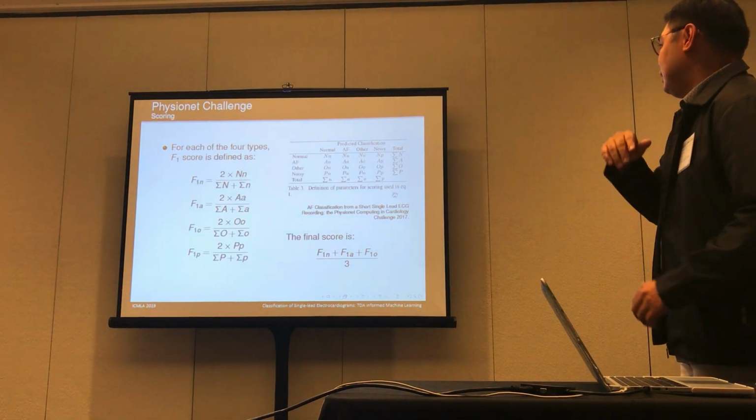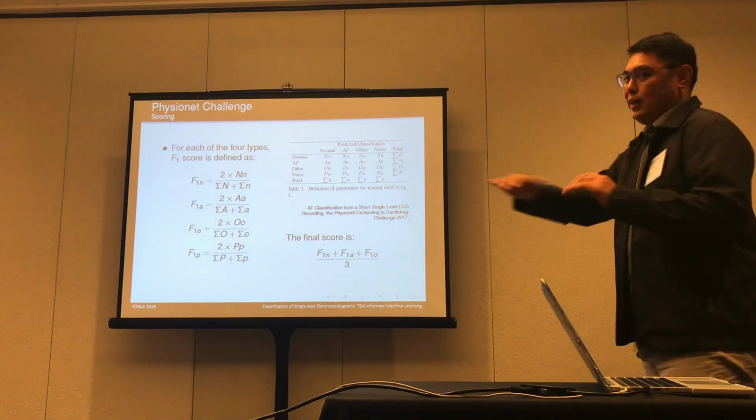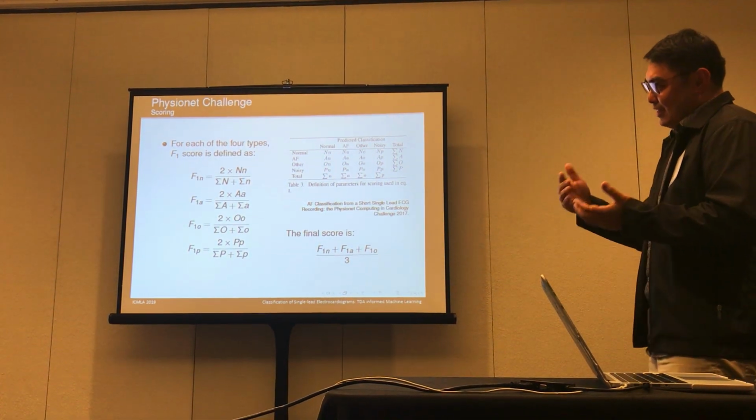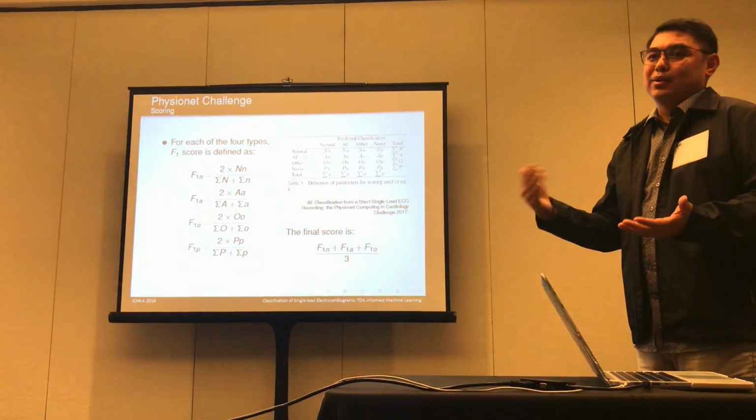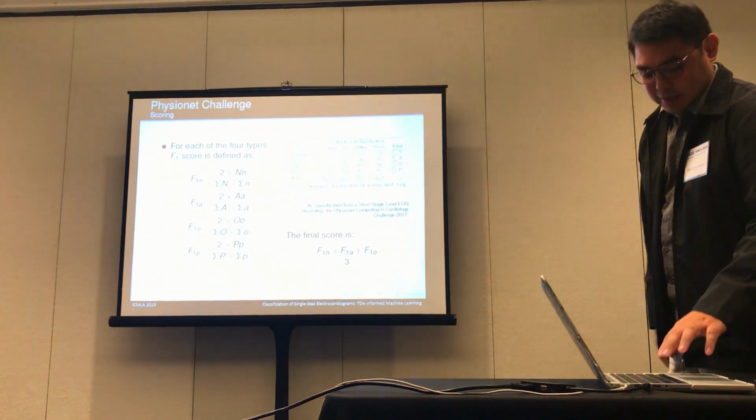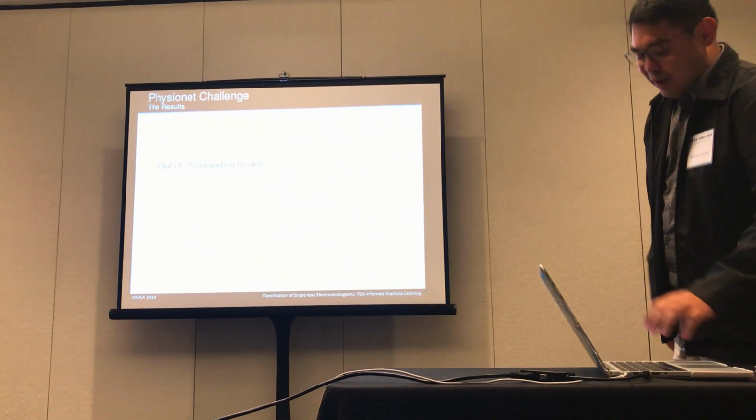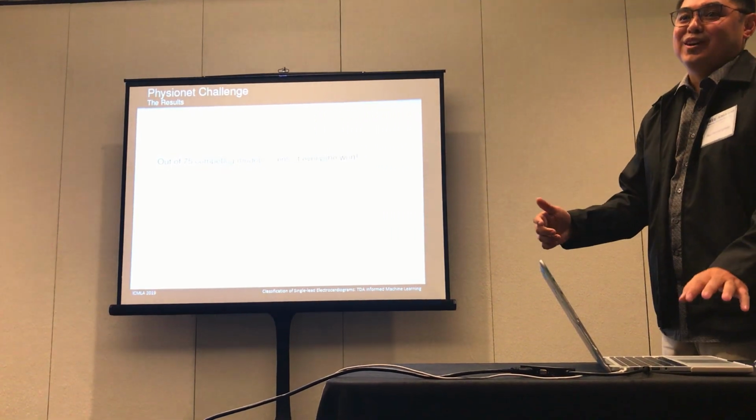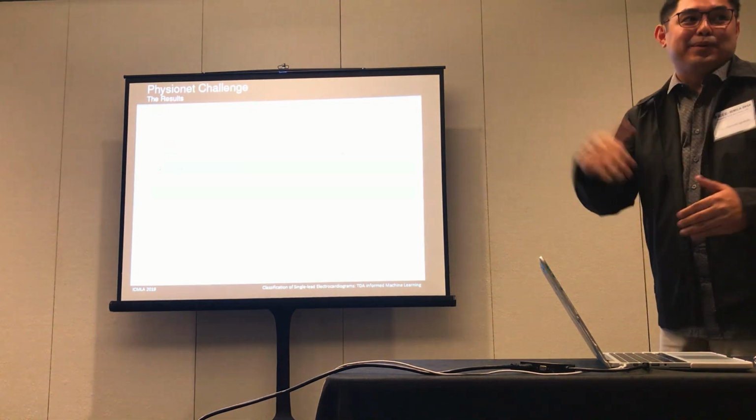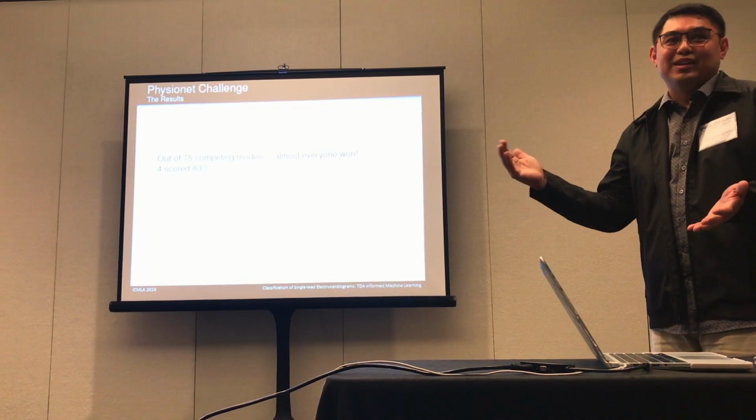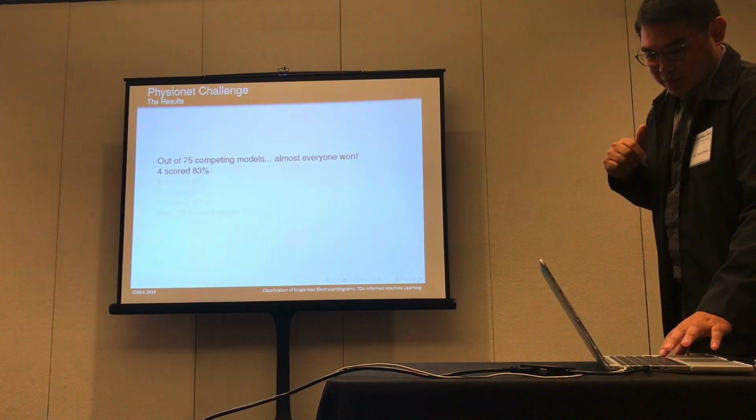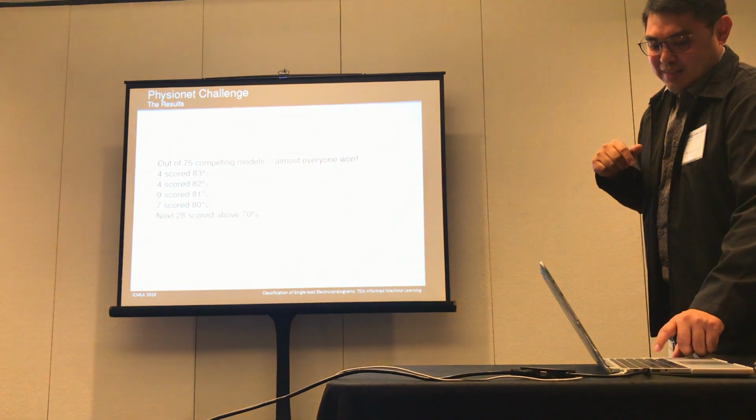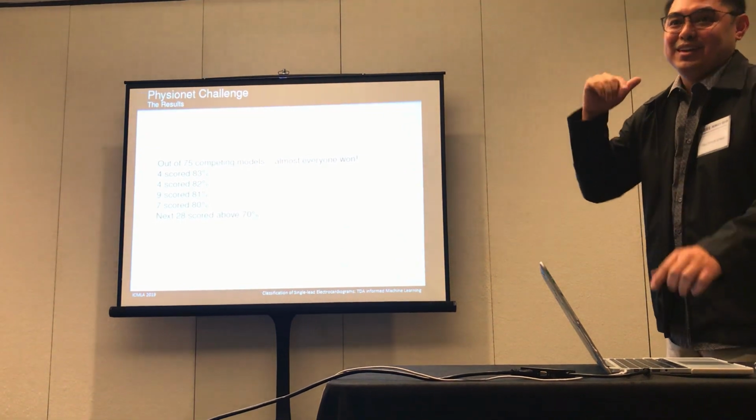Okay, so this is just the metric that was used to score the models. It's an F1 score, which is a metric that doesn't only take into account the accuracy, but also the false positives and false negatives in the models. And so out of the 75 competing models all around the world, almost everyone won. So 4 of them scored 83%, so they actually declared 4 winners in this contest, rounded up to 83%, and then 4 scored 82%, 9 scored 81, 7 scored 80%, and then the next 28 scored 70% and above.